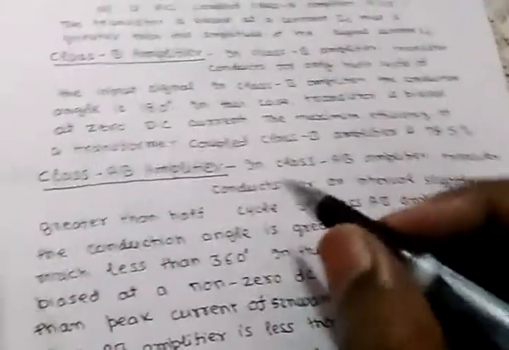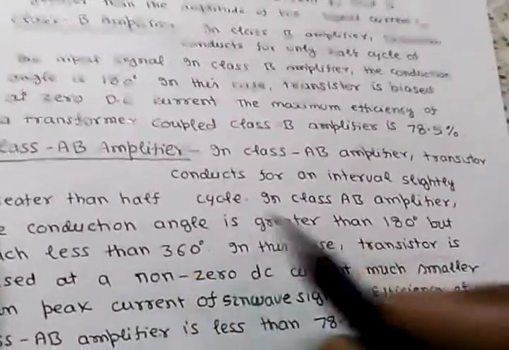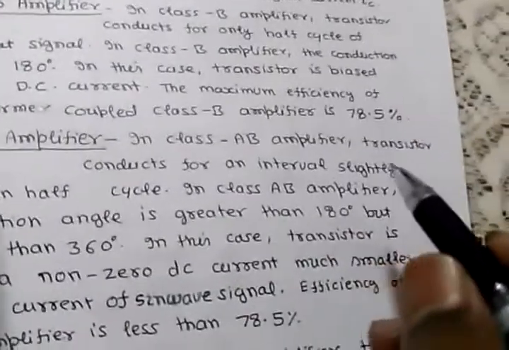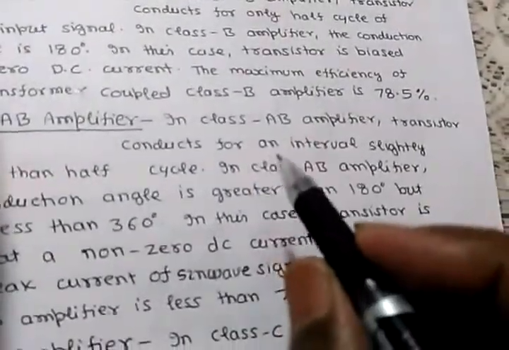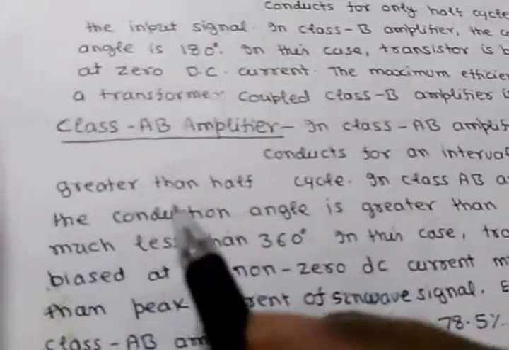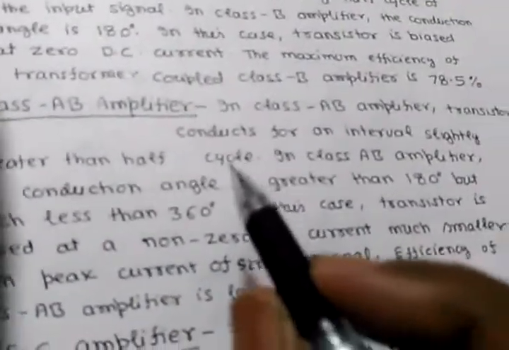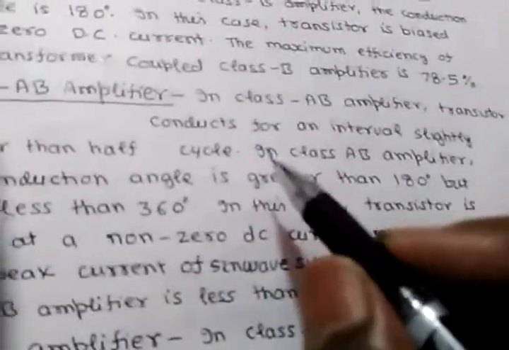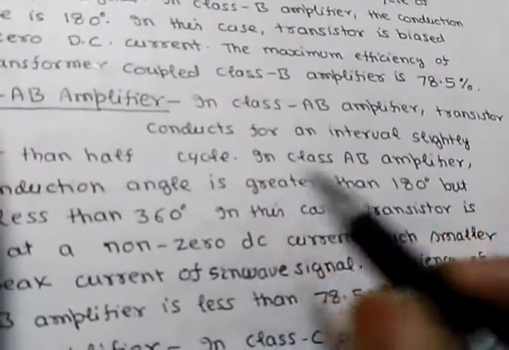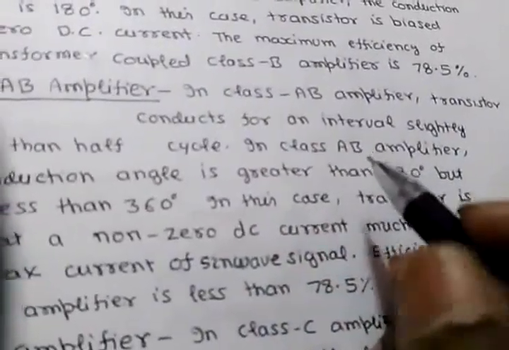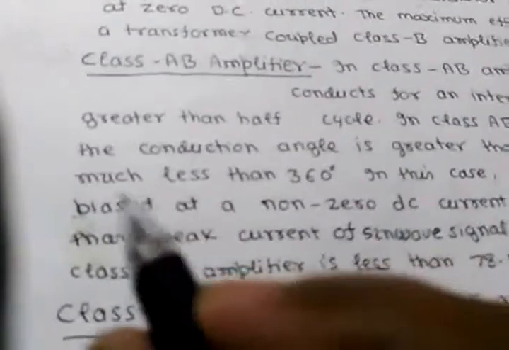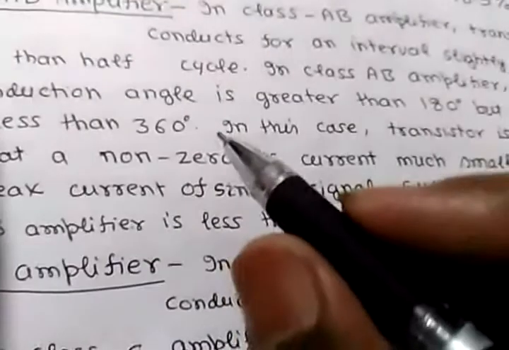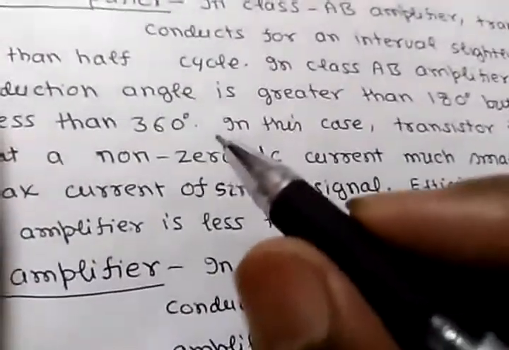Third type of power amplifier is class AB amplifier. In class AB amplifier, the transistor conducts for an interval slightly greater than half cycle. It means the collector current flows for more than half cycle of the input signal. In class AB amplifier, the conduction angle is greater than 180 degrees but much less than 360 degrees, because collector current flows for more than half cycle of the input signal.